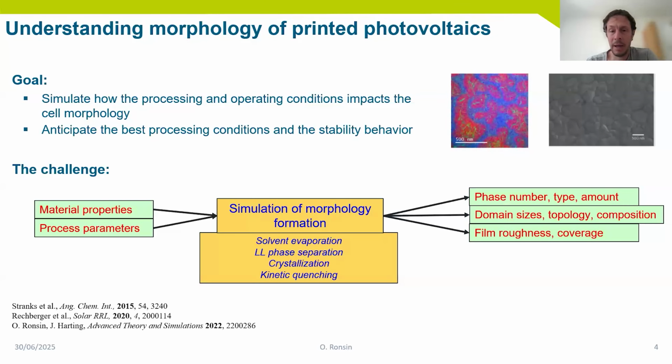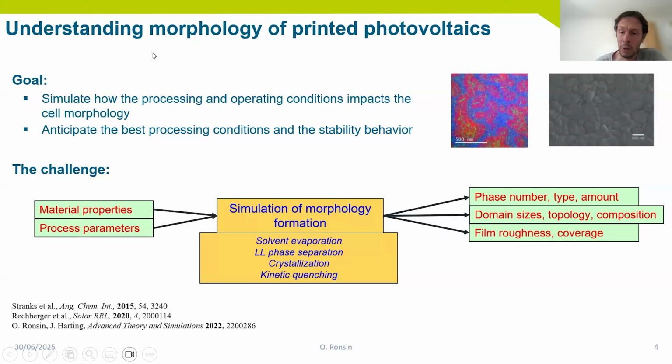So the challenge thereby is that basically our inputs are material properties, of course, which we'll define a little bit later, and also the process parameters. And through the simulation of morphology formation, we want to know how the photoactive layer looks like, which means how many different phases do we have, what are their type, what are their amounts, and for each phase, how do the domain sizes look like, what's the topology, the composition, and in particular for perovskite, what is the film roughness, do I cover all my substrate, and so on.